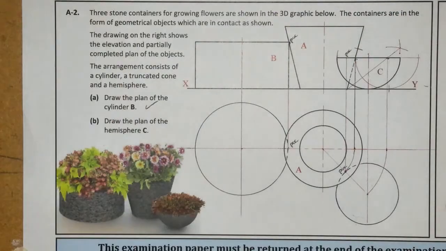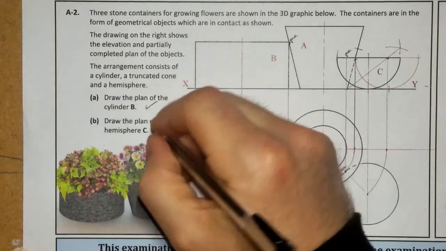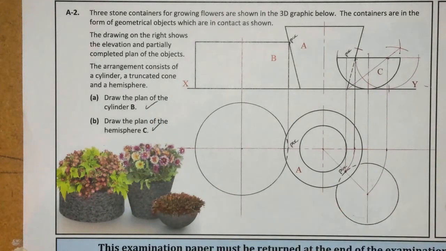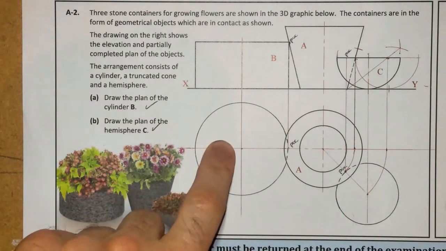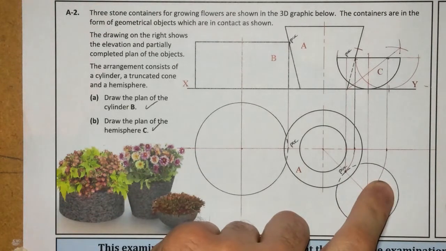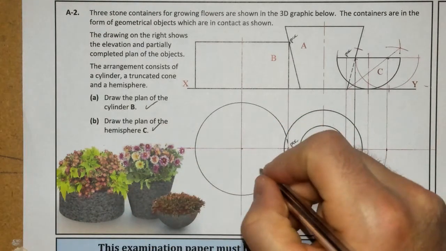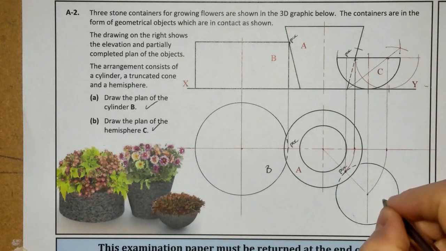Okay. They didn't ask us for the points of contact or anything like that. They just asked us to draw it in its correct position in our plan view. So there's the cylinder in the plan view, and there is my hemisphere. So cylinder B and hemisphere C.